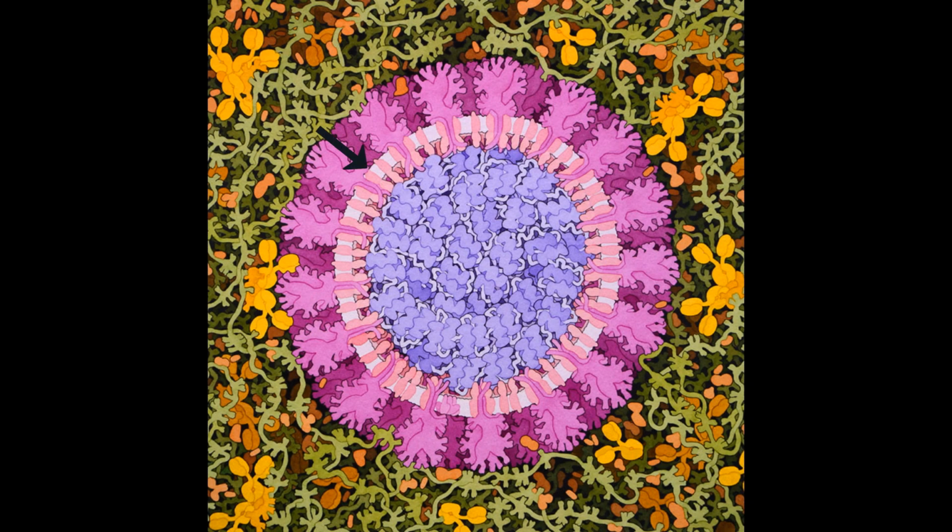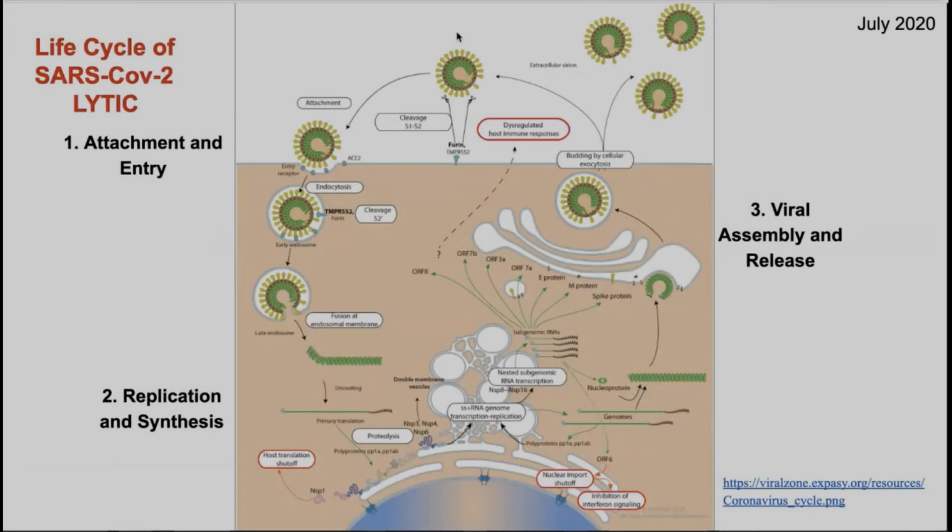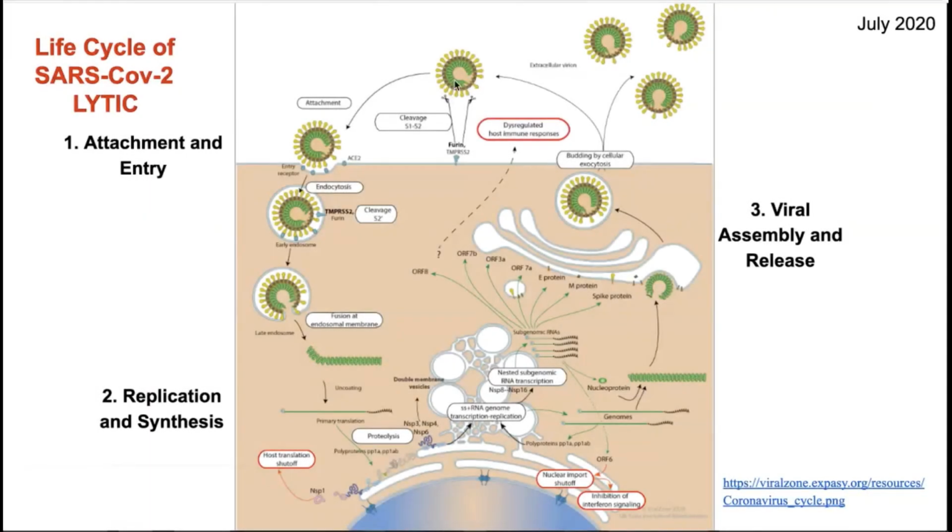SARS-CoV-2 is an enveloped RNA virus. It has one of the largest genomes of an RNA virus. It's almost 30 kb long. It shows a lytic life cycle. It goes through 3 stages: the attachment and entry, replication and synthesis, and finally the viral assembly and release.